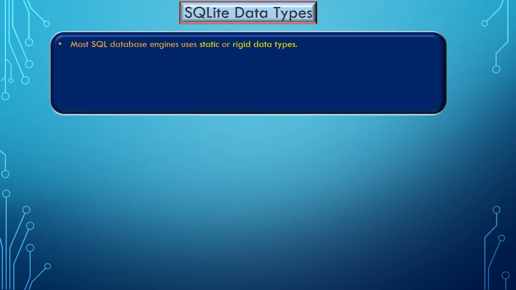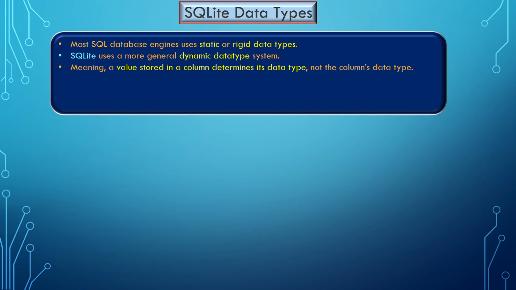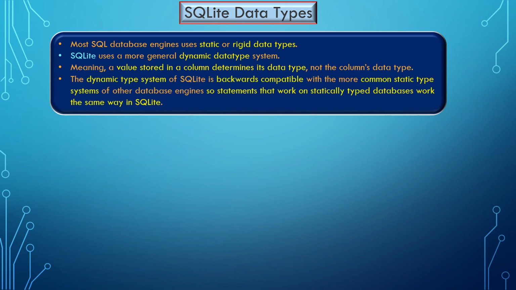Most SQL database engines use static or rigid data types. SQLite uses a more general dynamic data type system, meaning a value stored in a column determines its data type, not the column's data type. The dynamic type system of SQLite is backwards compatible with the more common static type systems of other database engines, so statements that work on statically typed databases work the same way in SQLite.